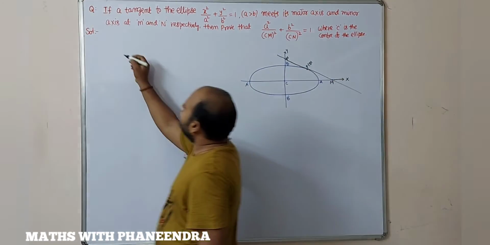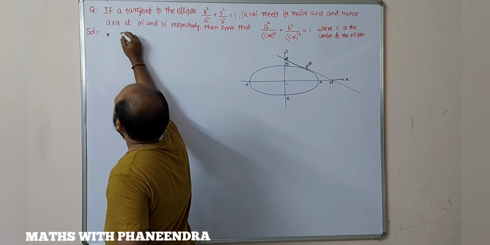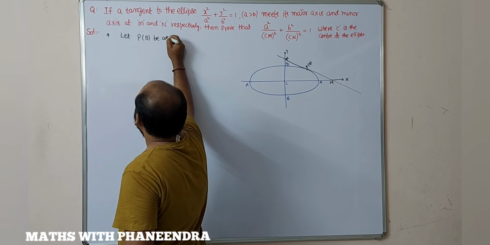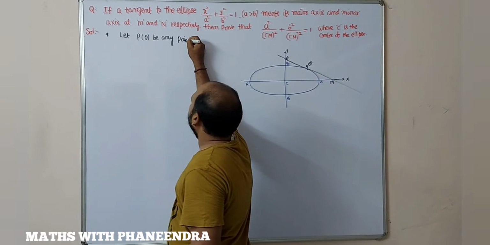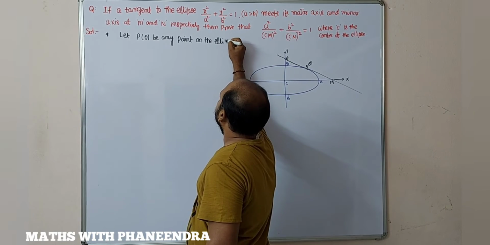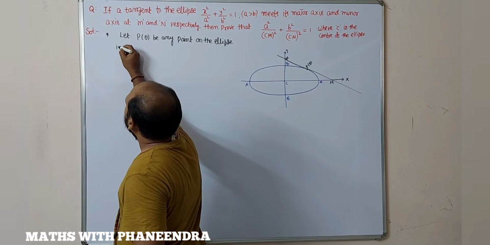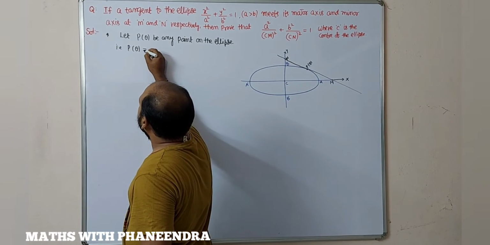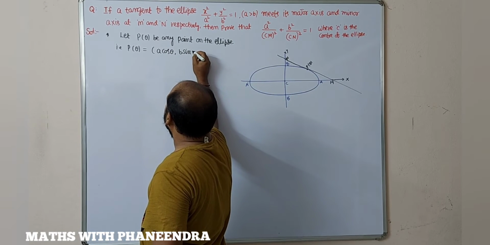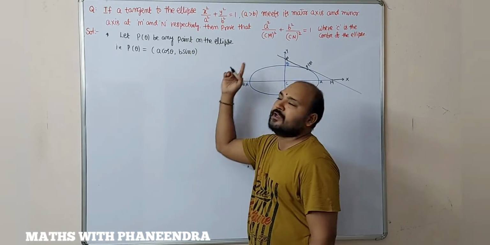So for that, first step, let us consider, let P of theta be any point on the ellipse. What is P of theta? That is, P of theta means a cos theta comma b sin theta. Parametric point, it is on the ellipse. At this point, find the equation of tangent.